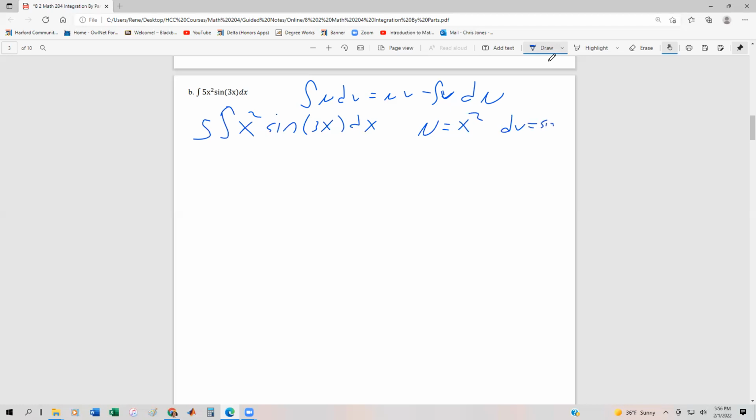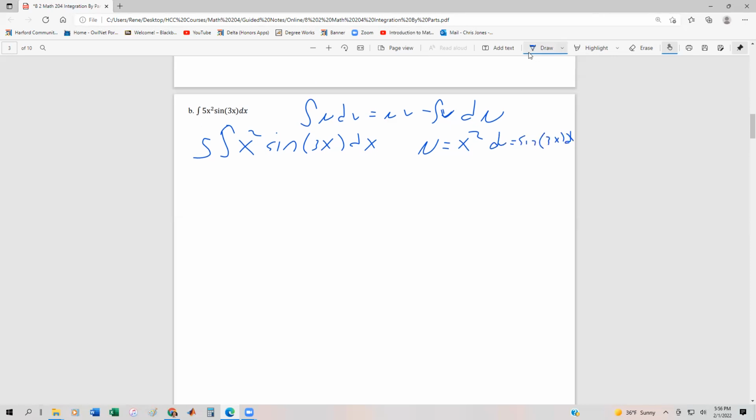Let's see if I can squeeze it in here. Maybe we'll move it over just a little bit for clarity. All right, so dv is sine of 3x dx. Now recall that at this point we have to find the derivative, and the derivative of x squared is going to be 2x dx. Then we have to find the antiderivative. Now be careful with this one.